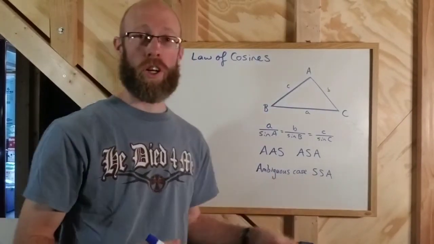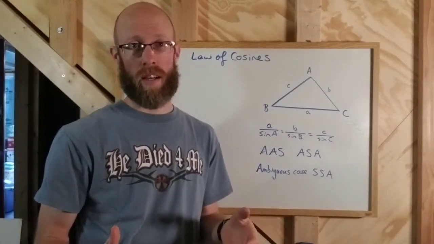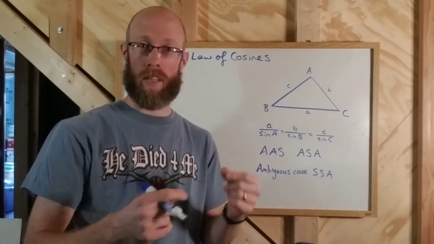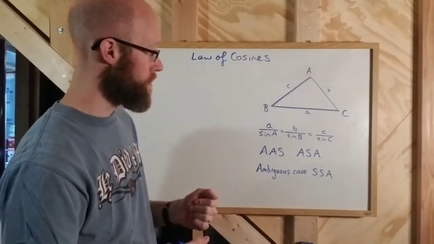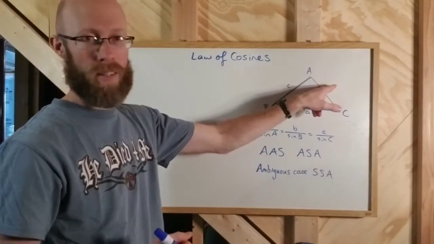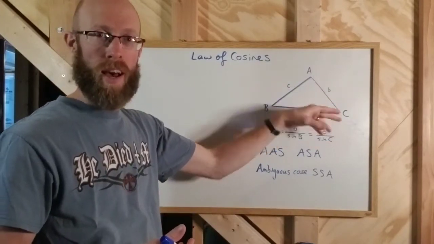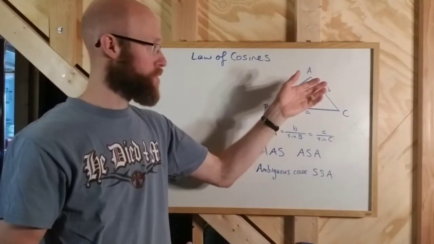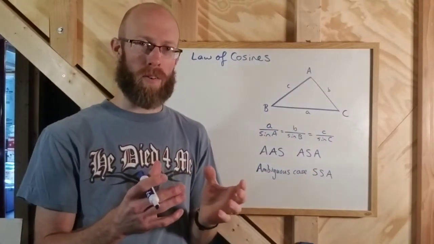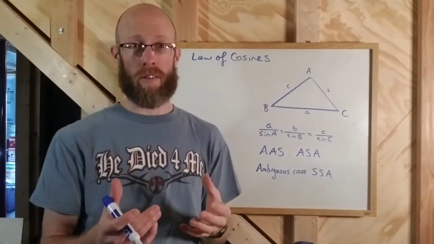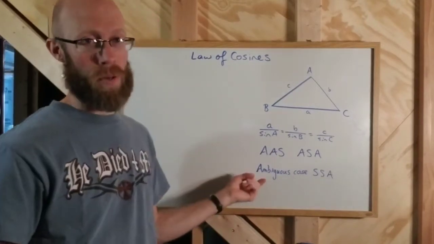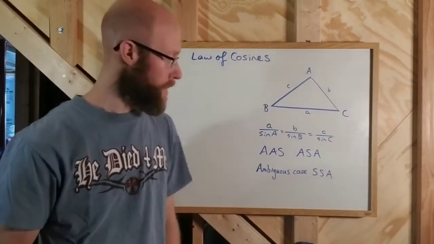That's where you could have 0 triangles, 1 triangle, or 2 triangles, depending upon how the lengths of the sides match up. Sometimes, if you have an angle, a side, and then a side, if one of the sides isn't long enough to reach down to the other side, then there are no triangles. If it's really long, you only have 1 triangle, and if it's in that middle ground, you could have 2 triangles. So that's the ambiguous case, where you have multiple options.